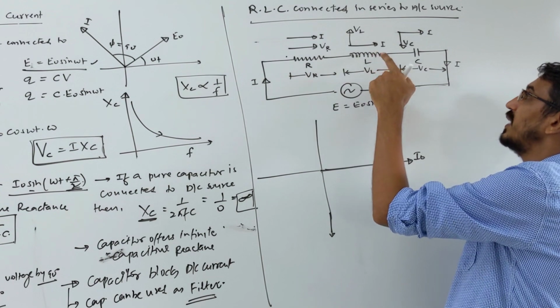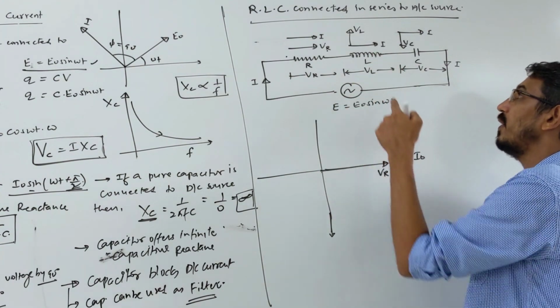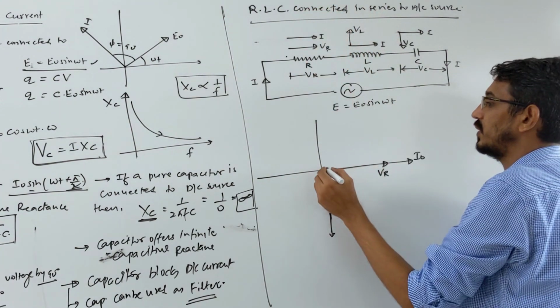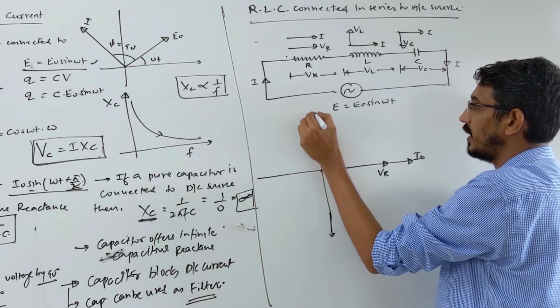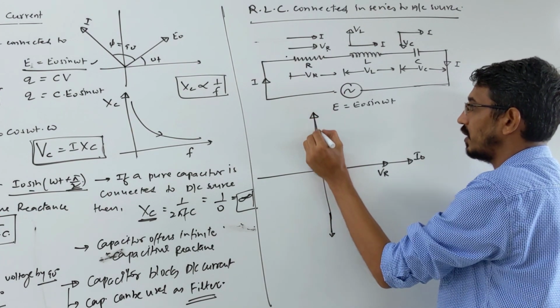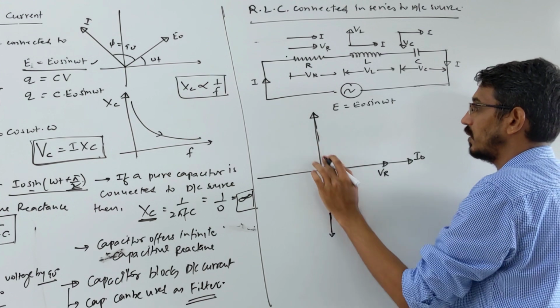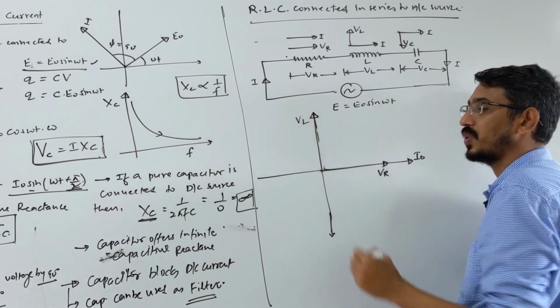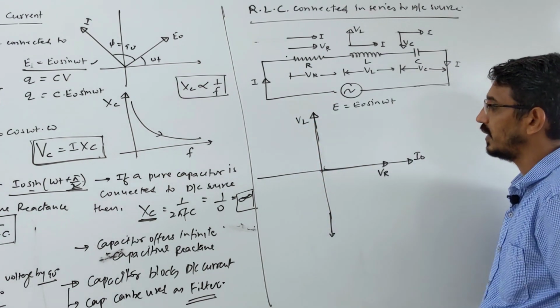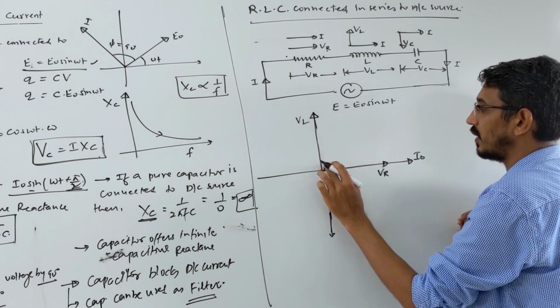Then let's go to the inductor. The direction of current is the same again. What is the voltage? 90 degrees ahead. So we represent the voltage on this side. This is suppose your voltage, which we call VL. This is your voltage drop in the inductor, 90 degrees ahead of the current.